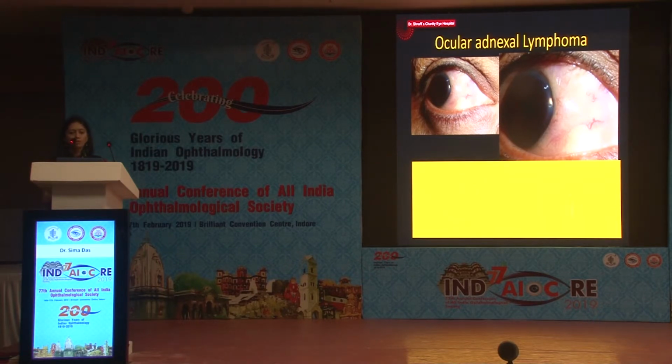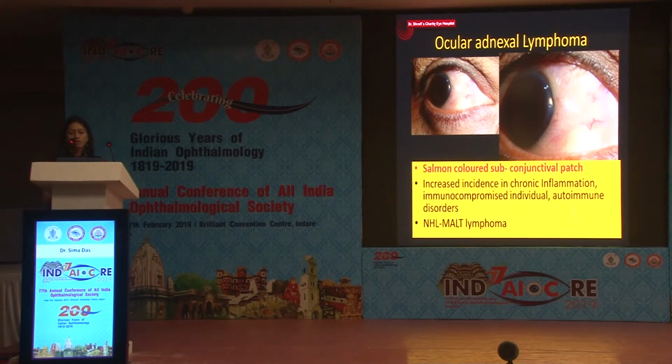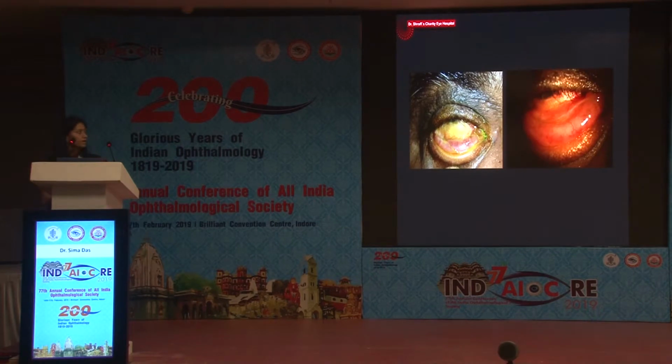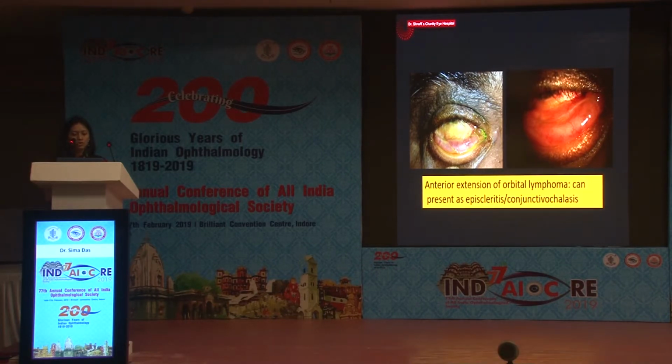So we all know what it is now. It's the salmon pink appearance, which is a feature of an ocular adnexal lymphoma. And these are the type of patients which can be misdiagnosed as conjunctivochalasis, because sometimes they come out of the fornix like this, and can cause an ectropion. And if you don't know the clinical appearance, if you don't know the color, then we might miss these patients.